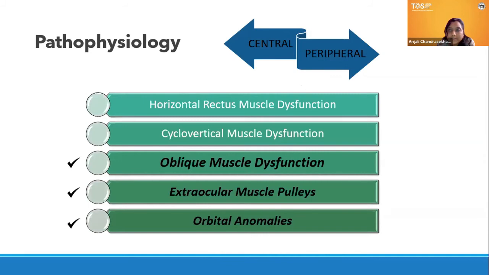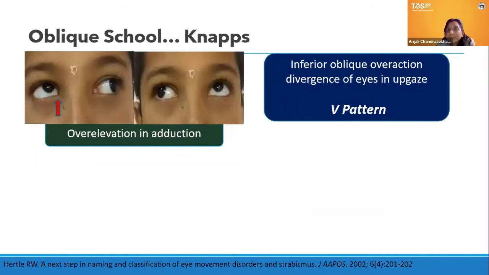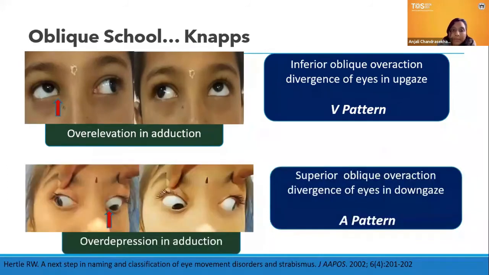I'll cover the peripheral causes first. It is of historical importance that horizontal rectus and cyclovertical muscle dysfunction was thought to cause patterns. Now, the more common theories are oblique muscle dysfunction, extraocular muscle pulley dysfunction, and orbital anomalies. So the oblique school, which is popularized by Knapp, says that there is an inferior oblique overaction, which is responsible for a V pattern. And the current definition is over elevation in adduction. So inferior oblique overaction is causing over elevation in adduction, and that causes a V pattern.